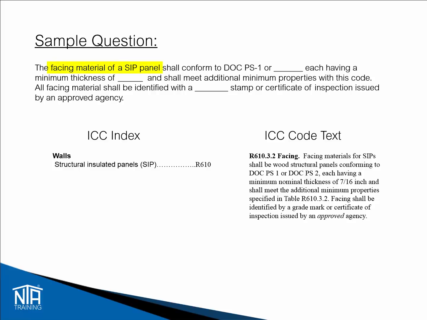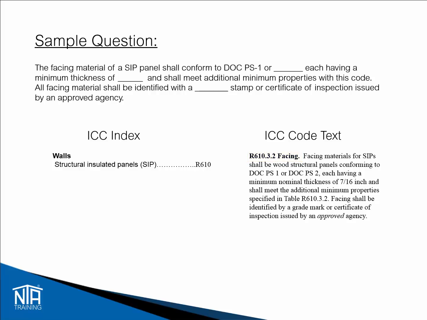Based on this question, you know you are looking for requirements for the facing material of a SIP panel. Look for SIP panel in the index. This will lead you to Section R610. Skim Section R610 until you find R610.3.2, Facing. After reading this section, you should be able to fill in the blanks to the question.